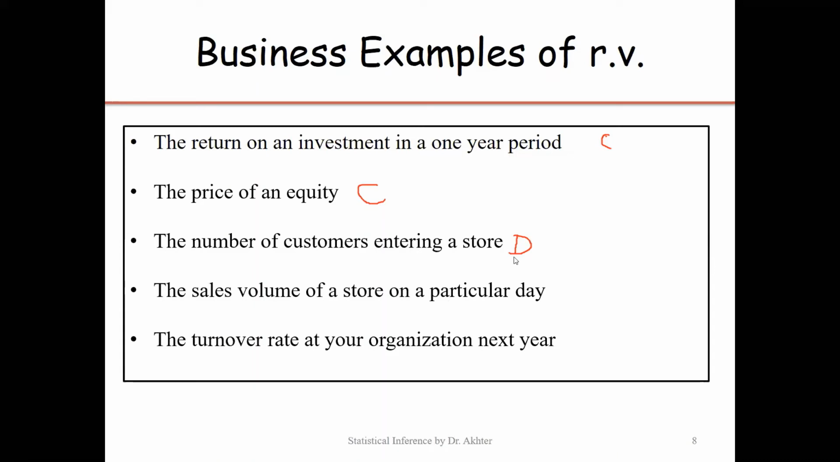These discrete random variables, like the number of customers entering a store, we may have some computer science examples, like the number of users at an internet server. So the number of users which are right now connected with the server is another example of a discrete random variable.